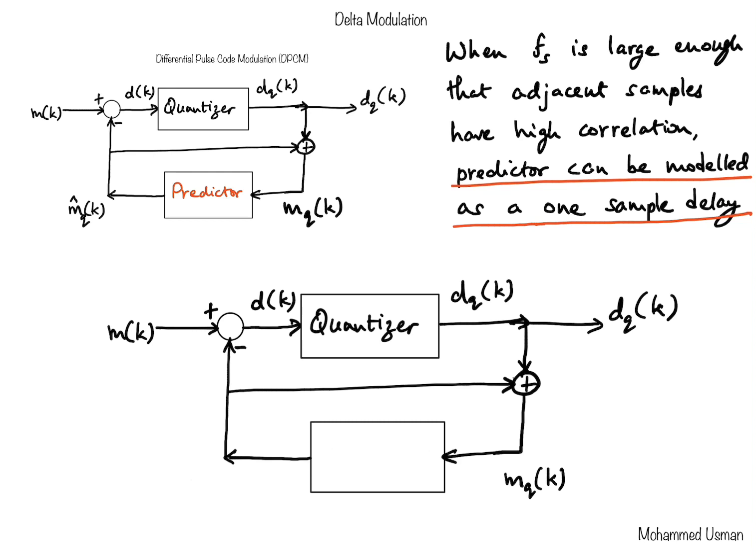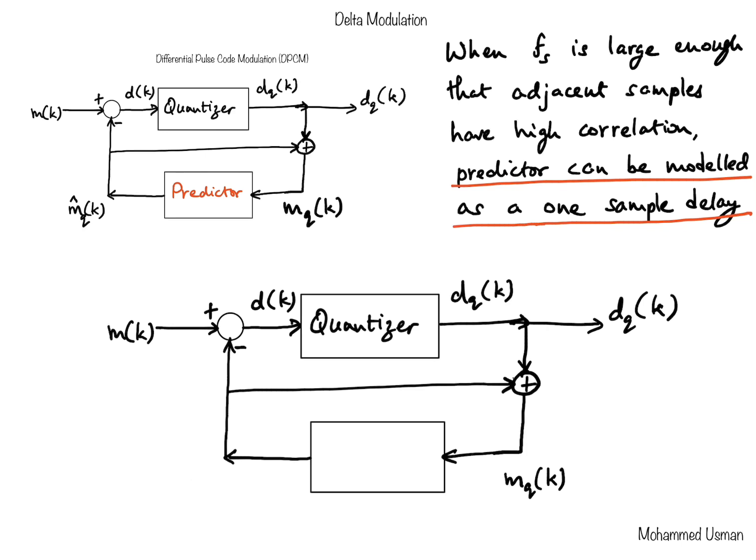The next topic that we are going to discuss is called delta modulation. To understand delta modulation, we will begin with our block diagram for differential pulse code modulation. From that, we will see how delta modulation is different from differential pulse code modulation, and why we need to do such a change.